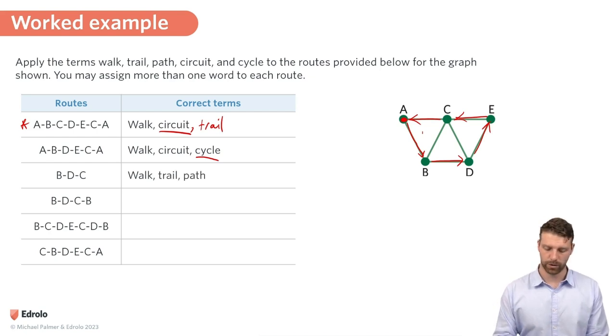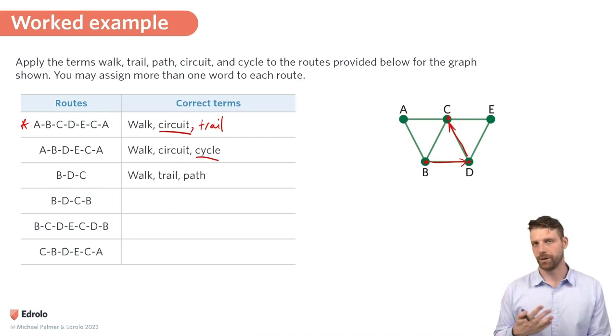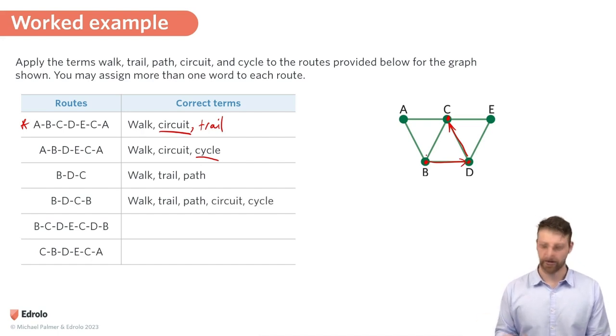BDC turns out to be a walk, trail, and a path. So let's have a look. B to D to C. So this is pretty clearly a path because we don't repeat any edges or vertices. That means that sort of cascading down, it must be a trail because we don't repeat edges and vertices, and it is a walk because pretty much everything's a walk. Next one turns out to be a walk, trail, a path, a circuit, and a cycle. Okay, this is all of them together.